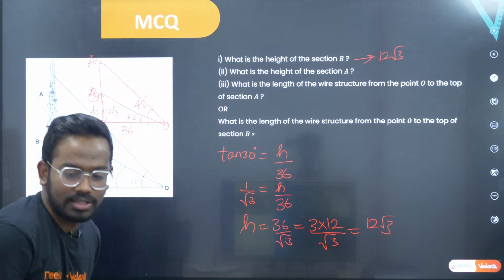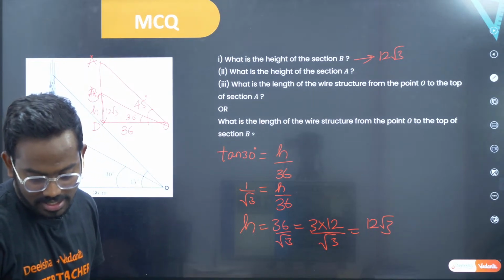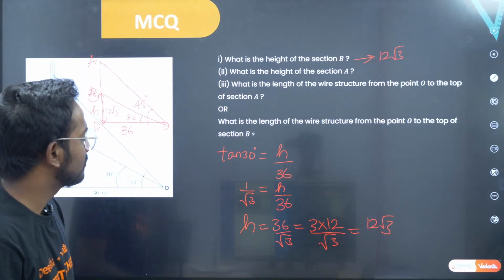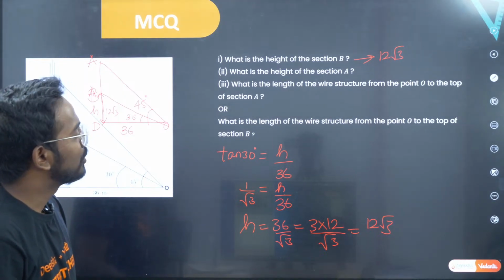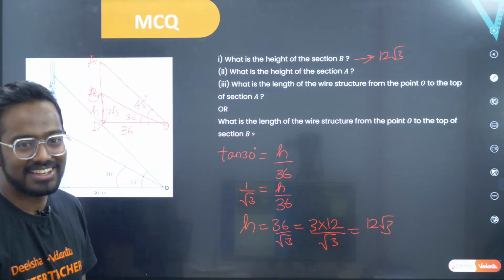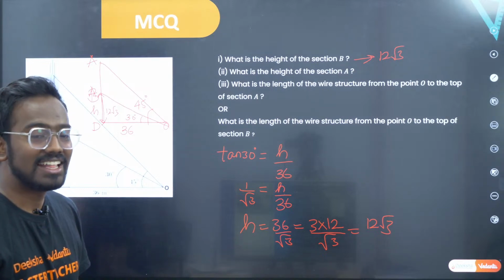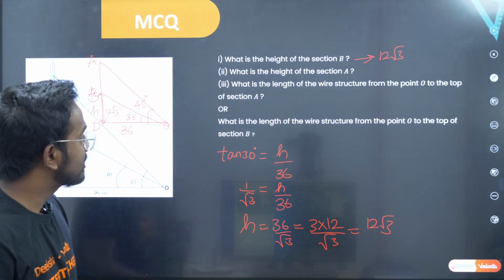Okay. Yes. I can see height of the section B is 18 meter. How do you get 18 meter? So I have taken sin 30 there. Tan 30 man, not sin 30. That is the problem. You are not supposed to take sin 30. You are supposed to take tan 30, right? Okay. Let's take up the next part.